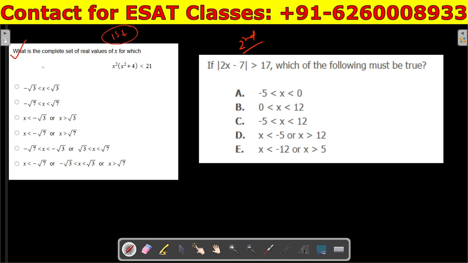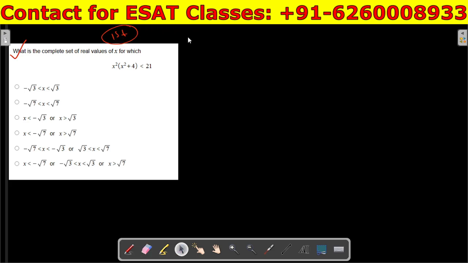So the question says, what is the complete set of real values of x for which this is the condition? So let me clear the second question first. So let us start this question. So we have to solve this inequality.